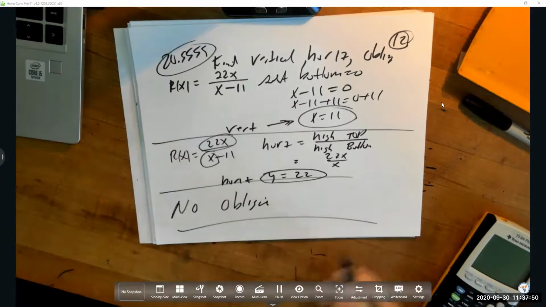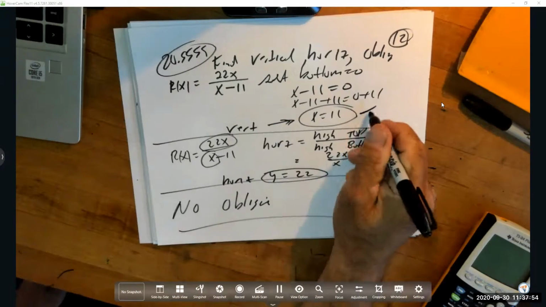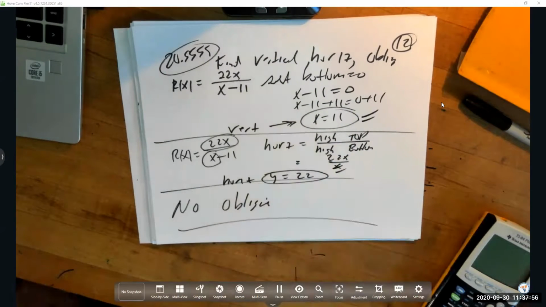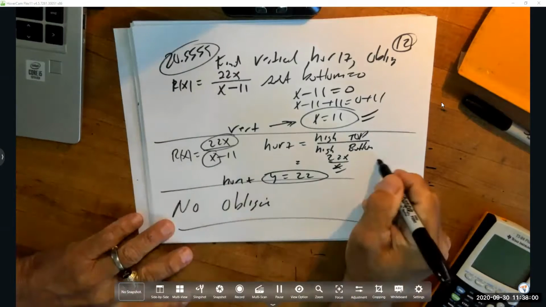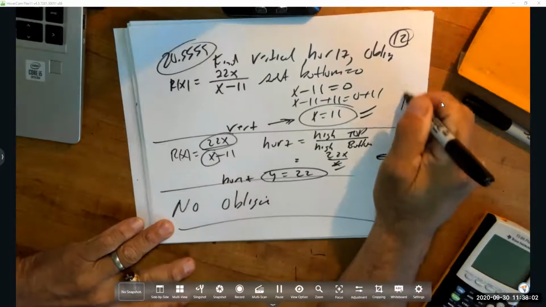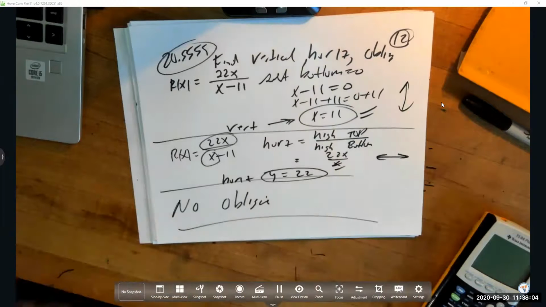For number 20, everybody get those two answers, hopefully? Horizontal goes left and right, and verticals go up and down. That's what that means. In fact, let me show you a horizontal asymptote thing for real, a real one. I'll show you one.